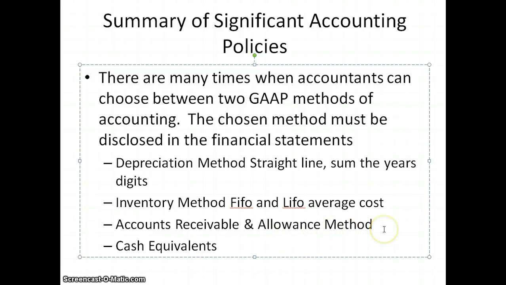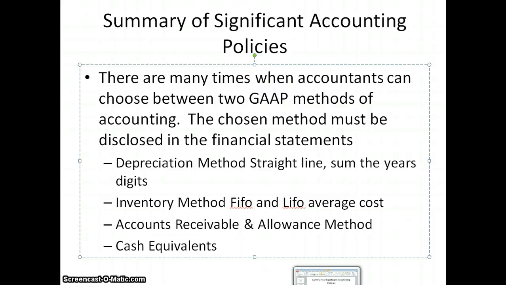Also, there's different ways to do accounts receivable and the allowance method, the allowance for doubtful accounts, and also what is a cash equivalent. We talk about cash equivalents in this chapter. And when I come back from Disney World, we're going to talk extensively about cash equivalents. And in this section, we want to identify how do we decide what a cash equivalent is in our company so that people reading the financial statements have a good understanding.